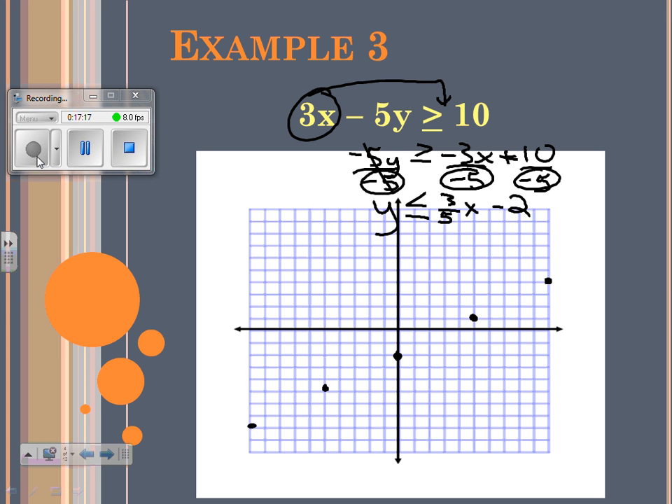Do I want a solid line or a dotted line? Why solid? Because it's equal. See, we want it to be equal, so we want a solid line. These points, do we want those points? Yes. And we also want the points in shade A or shade B. B. Why B? Because it's less than, underneath. Okay? So we also want these points.